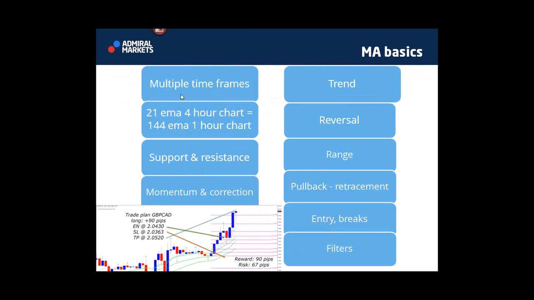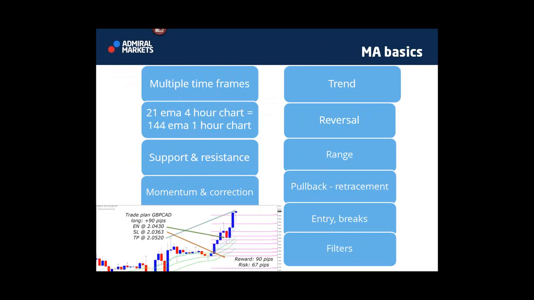Some other things, you can use multiple time frames to get an idea about the location of those moving averages. For instance, the 21 EMA on the 4-hour chart will be roughly around the 144 EMA on an hourly chart. So that gives you an idea. If you have a 200 EMA on an hourly chart, that could be roughly equal to the 50 EMA on a 4-hour chart. So that gives you also a bit of an idea how you can look at one time frame but still get clues from different time frames.